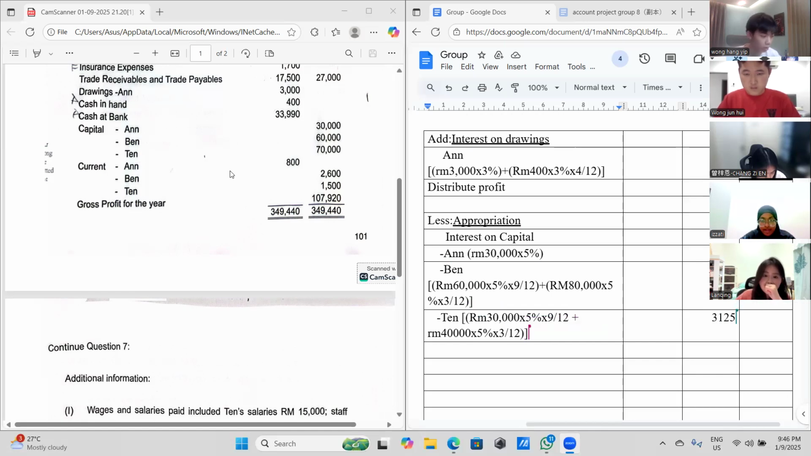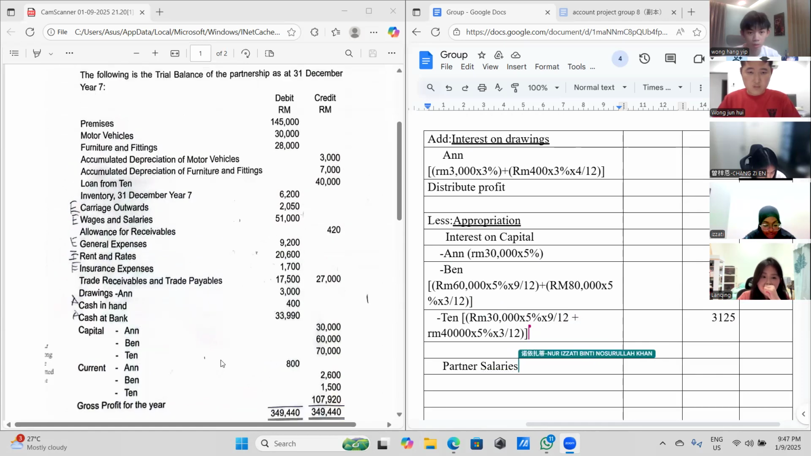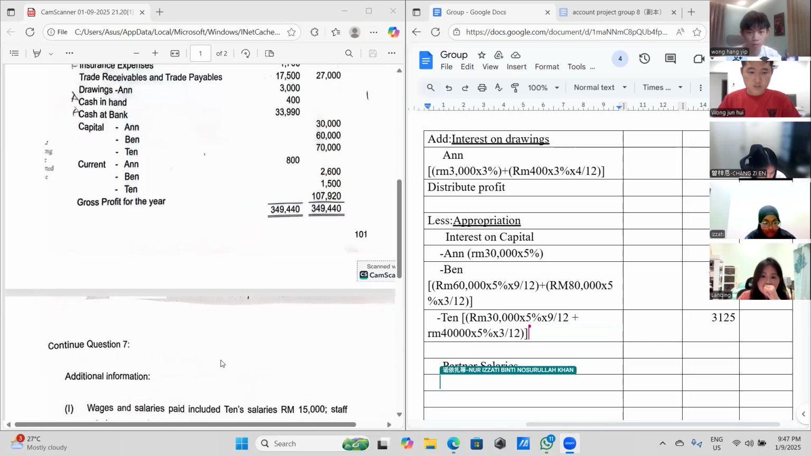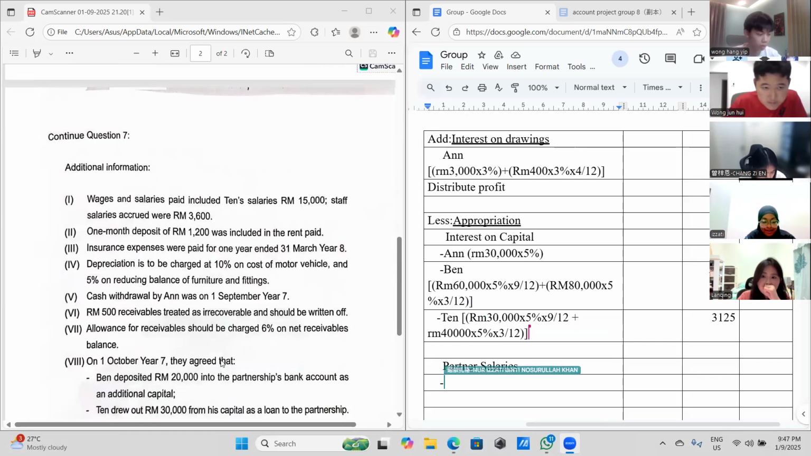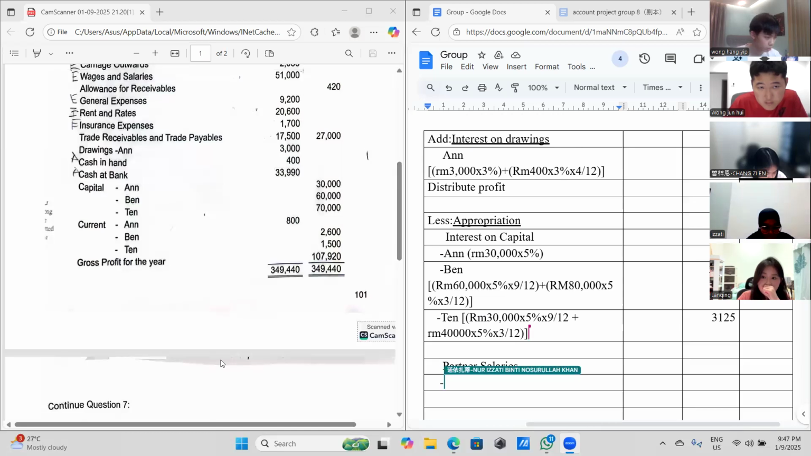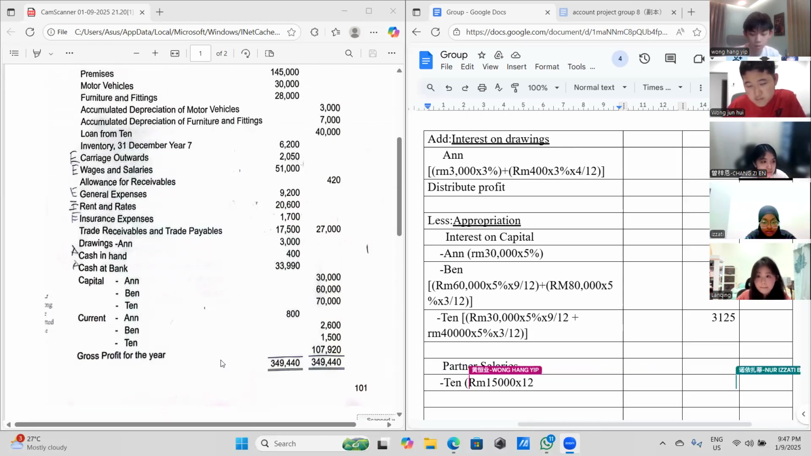After this, we have to add on the partner's salary, which is Ten has RM 50,000. We have to multiply with 12. So we'll be getting 18,000.